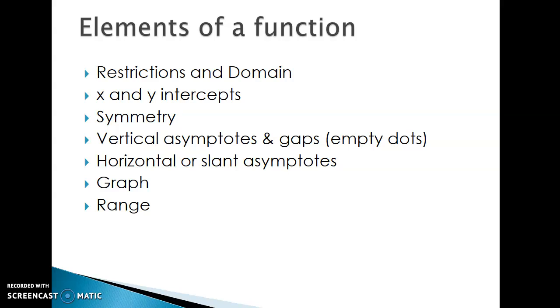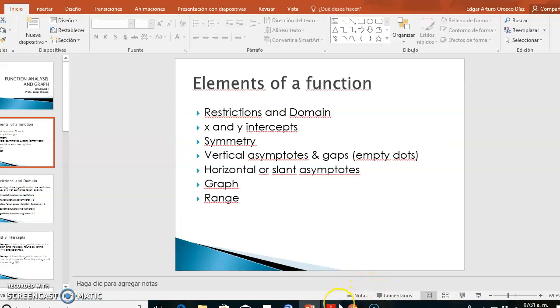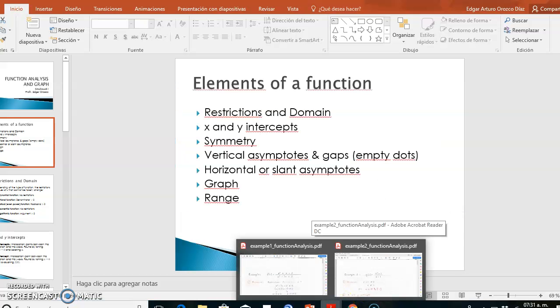If you remember the elements of a function: a restriction domain, x and y intercepts, the symmetry, vertical asymptotes and empty dots, horizontal or slant asymptotes, the graph, and the range. So I'm going to show you an example where I'm going to find everything and then explain how to get the slant asymptote.